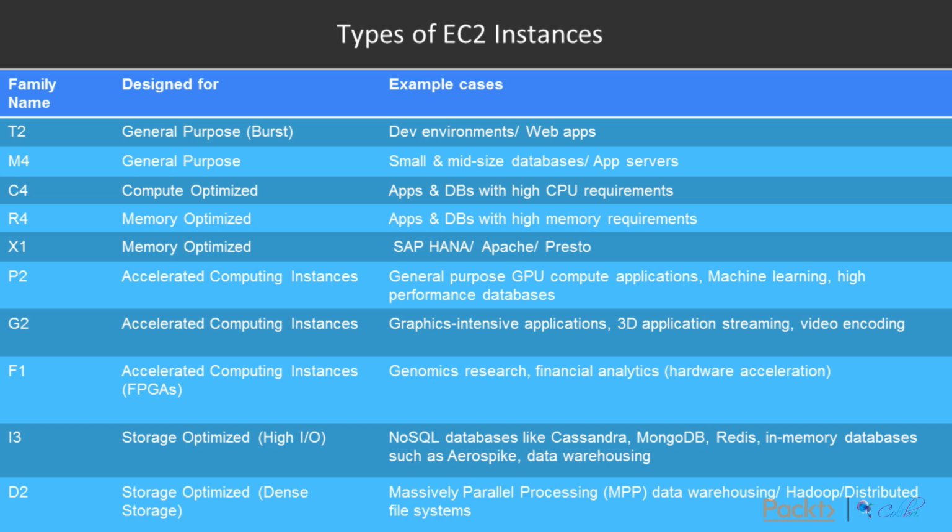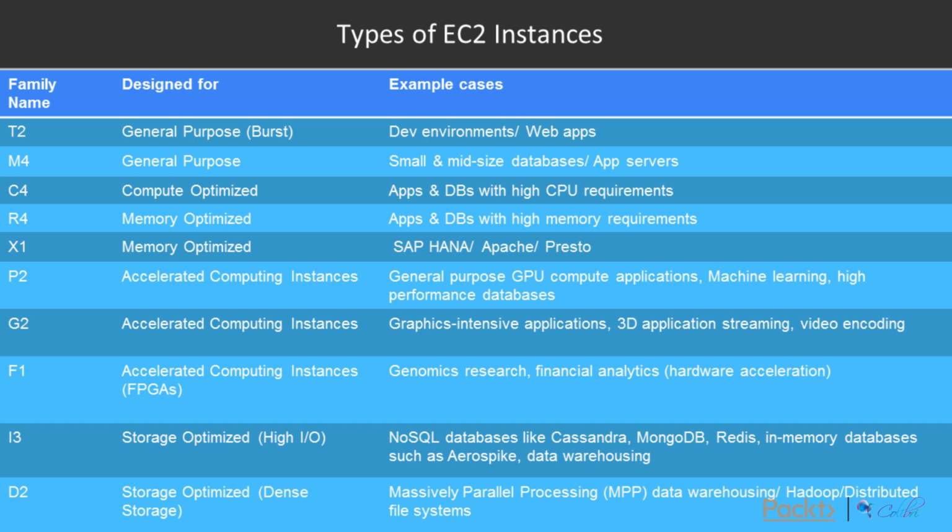Then we have P2, which are accelerated computing instances. Those are mainly general purpose GPU compute applications. They include use cases such as machine learning, high performance databases, molecular modeling, seismic analysis, computational finance.